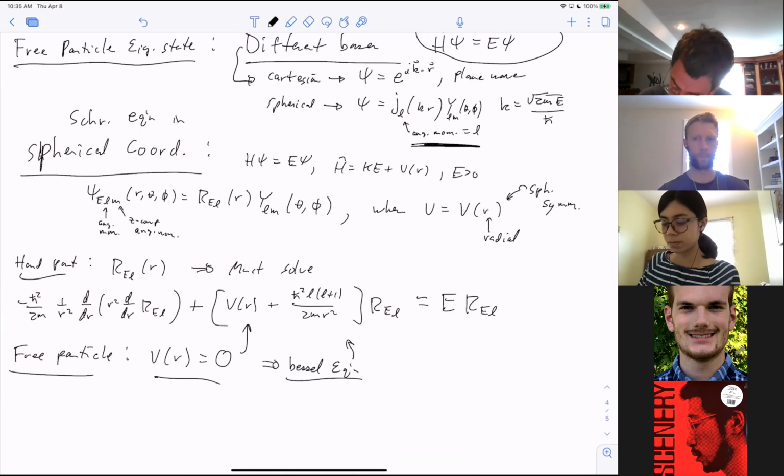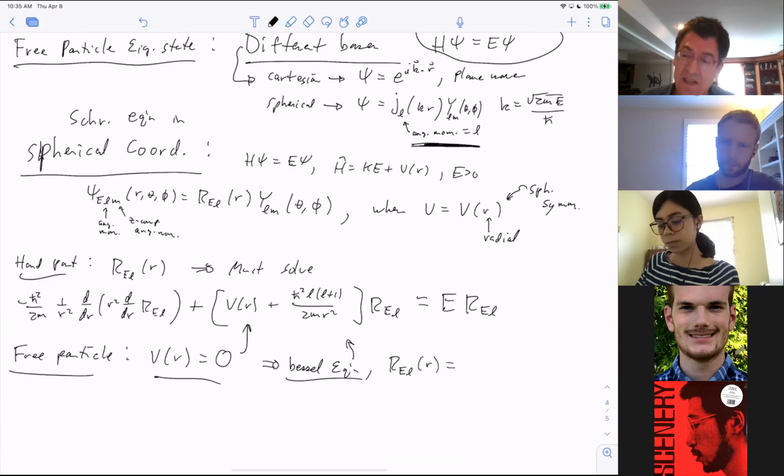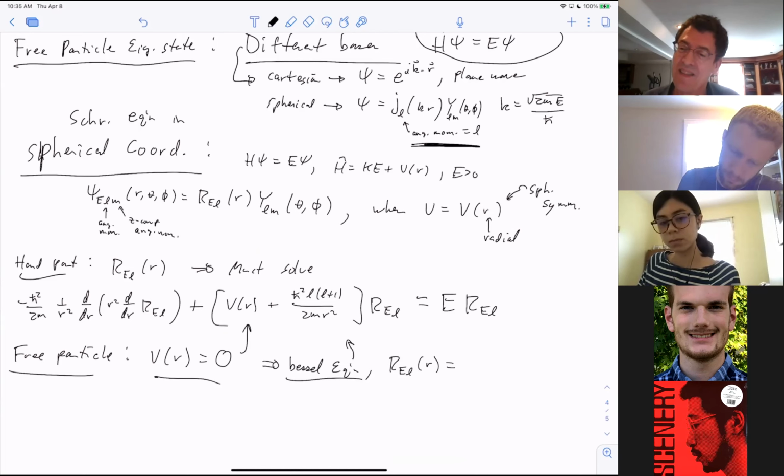If you solve that Bessel equation, then the solution of this equation is, tell me, for the free particle, the radial Schrodinger equation is the Bessel equation, and the solution of the Bessel equation is the what?